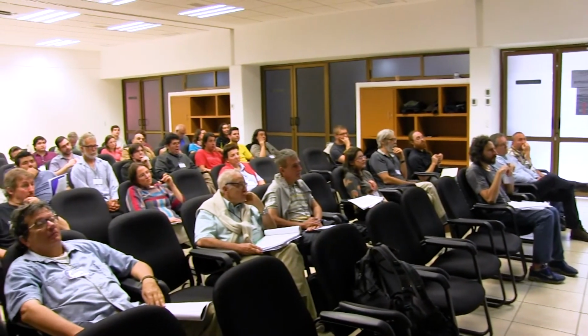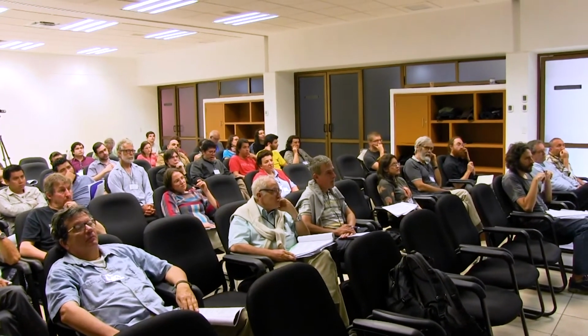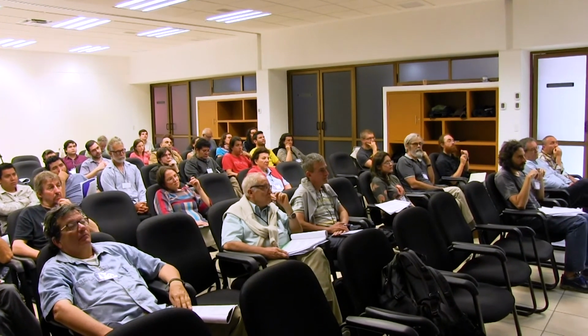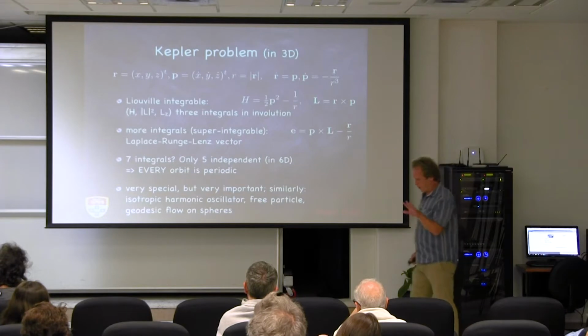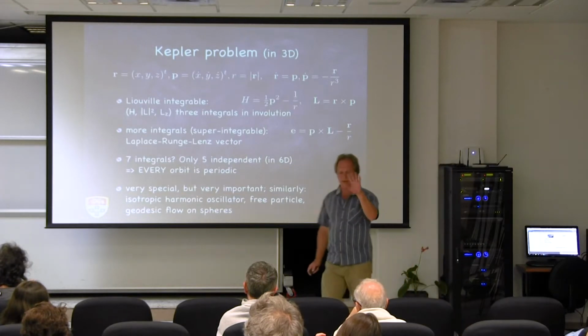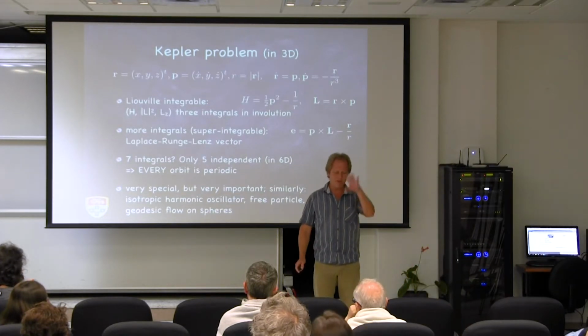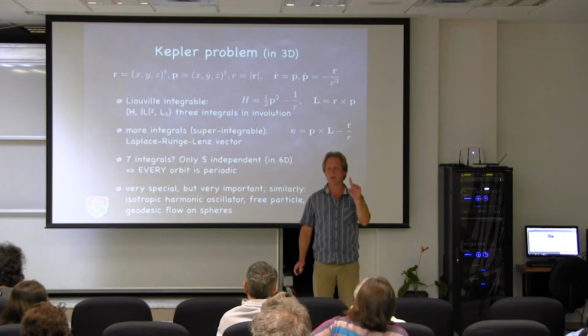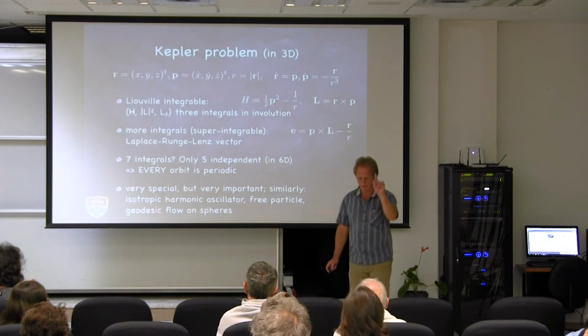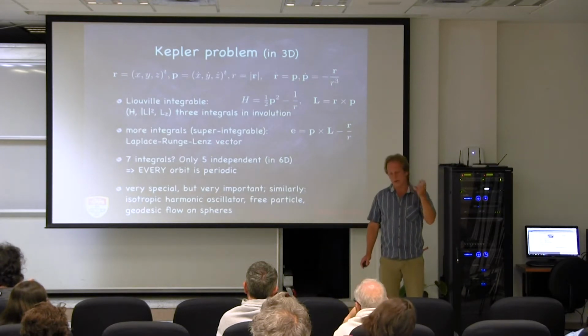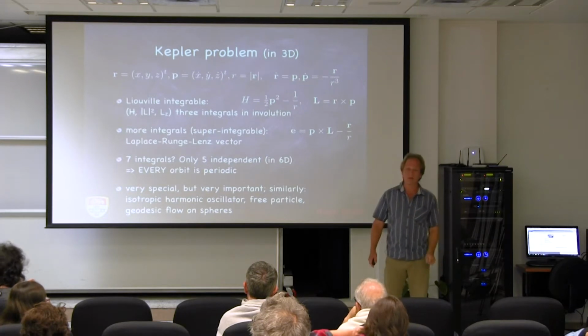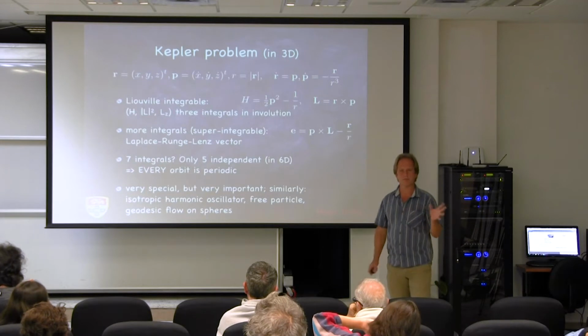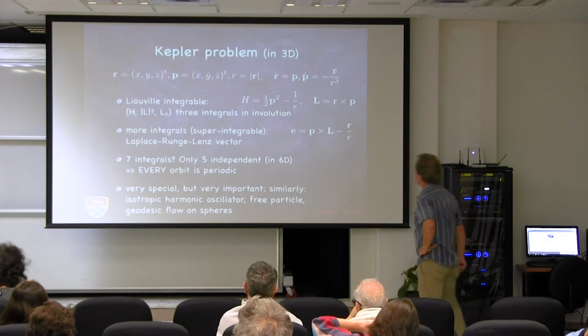In the Kepler problem, of course, very well known, there's the Laplace-Runge-Lenz vector, which is the cross product of p with L, and then minus r over |r|. Geometrically, what this means is that every orbit is an ellipse in configuration space, and if you look at the vector that points to the furthest or closest point of that ellipse, then that's the Laplace-Runge-Lenz vector. So it tells you about the orientation in space of the ellipse.